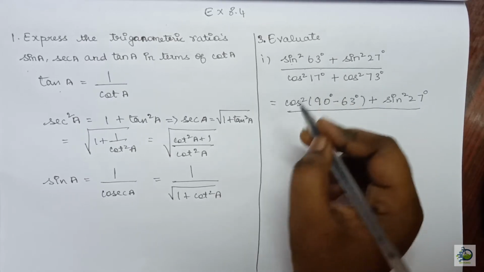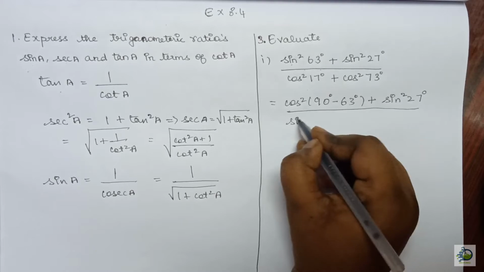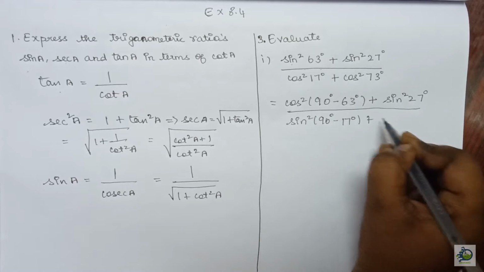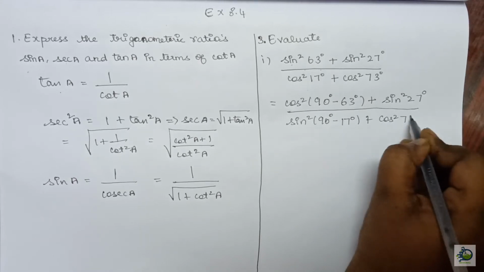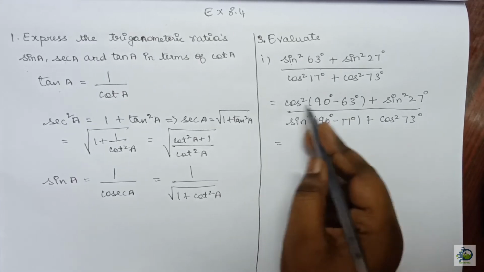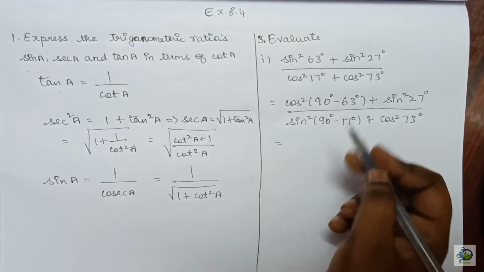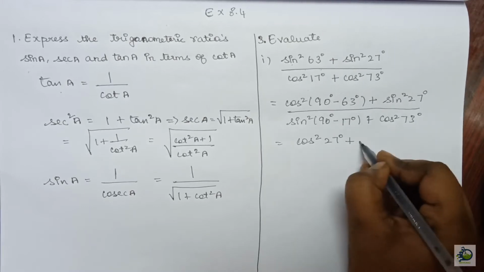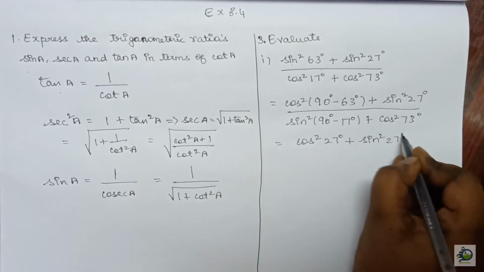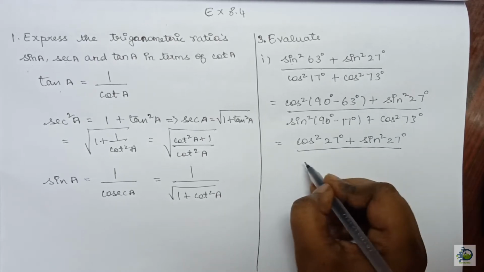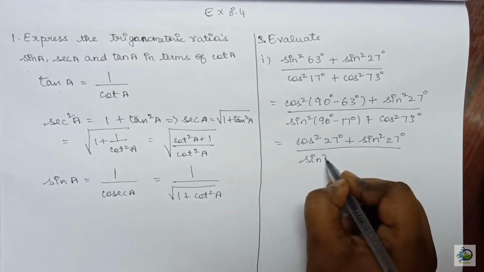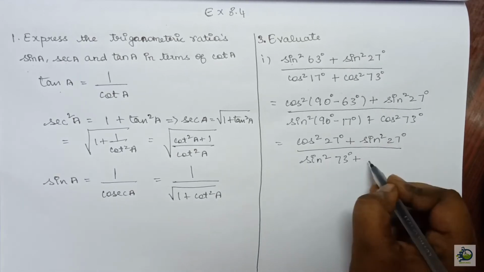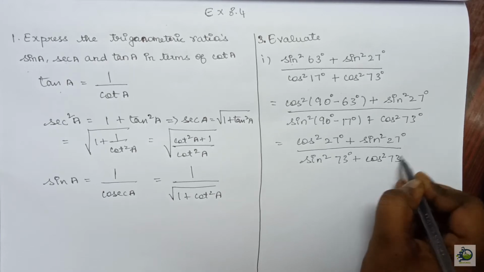Similarly, here also I can change cos square 17 as sin square of 90 degree minus 17 degree, plus cos square 73 degrees. Here we know that 90 degree minus 63 degree is 27. So this can be written as cos square 27 degrees plus sin square 27 degrees. Similarly, in the denominator, 90 degree minus 17 degree is 73 degrees, so sin square 73 degrees plus cos square 73 degrees.